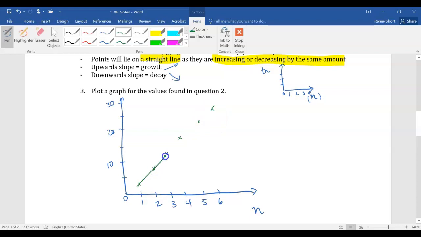And now with your ruler, you'll be able to draw a nice straight line through them, indicating here that we've got, again, an upward slope. We've got a nice straight line, and that means there is growth, because as we knew, we were adding 5 to each term in order to get the next one.